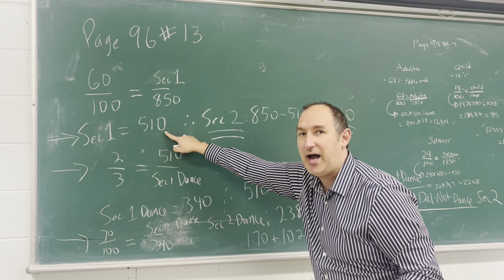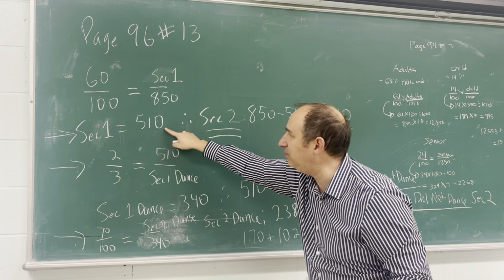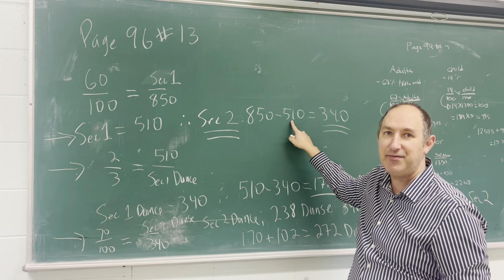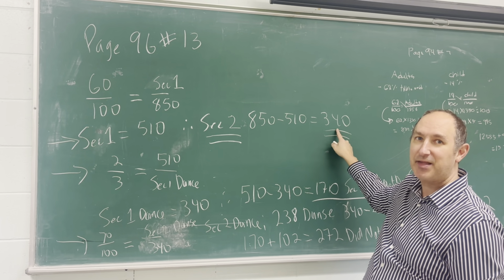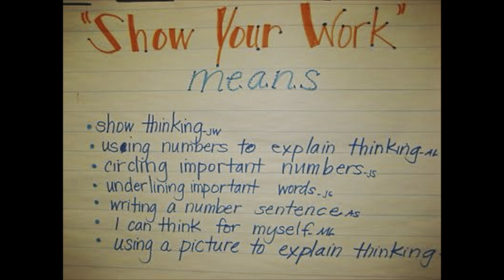I'm going to write down sec1 is 510. If that's 510, how do I get sec2? Sec2 is 850 minus 510. I get 340. This is how I have to show my work. Show your work. How many times do I have to say it?